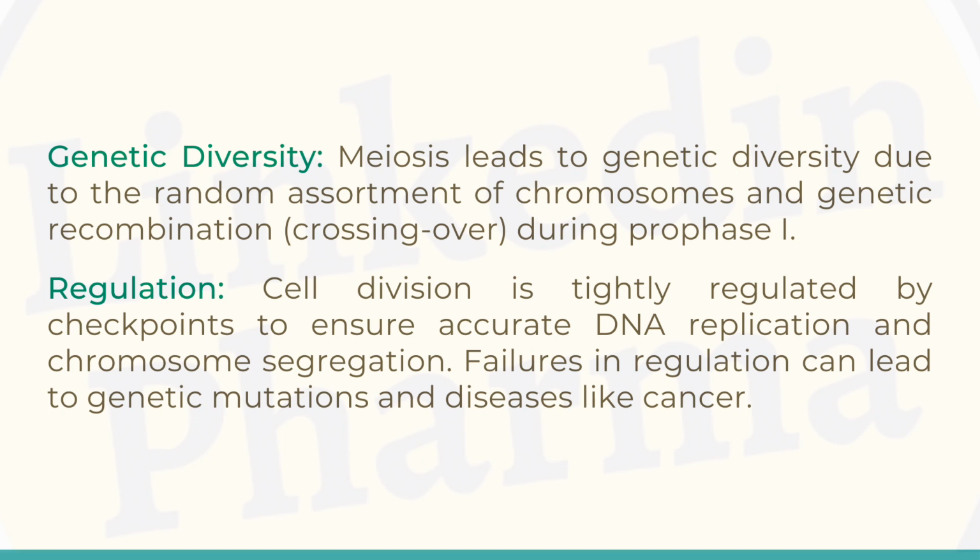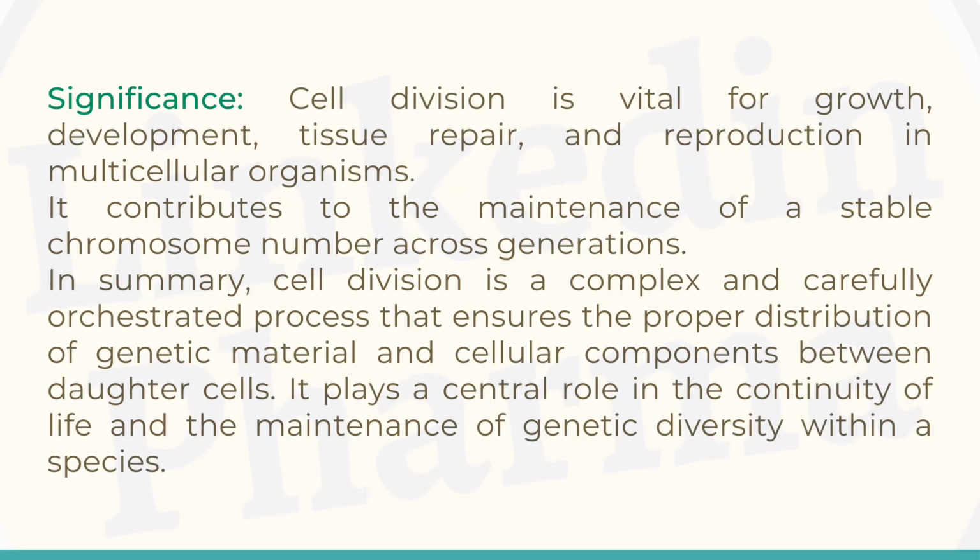prophase I. Regulation. Cell division is tightly regulated by checkpoints to ensure accurate DNA replication and chromosome segregation. Failures in regulation can lead to genetic mutations and diseases like cancer. Significance. Cell division is vital for growth, development, tissue repair, and reproduction in multicellular organisms. It contributes to the maintenance of a stable chromosome number across generations.